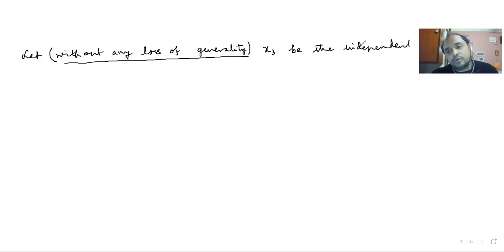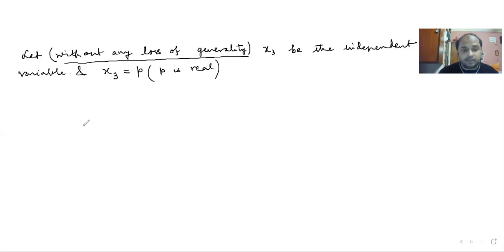If you don't want to go according to my choice, you can go with your own choice. Let x3 be the independent variable, and let x3 equal p, sorry, not k, p. p is real because we are choosing everything from the field F, as we already defined in the theorem. Now, therefore, the system can be written as follows. Time is running out, so I'm enabling the chat box so that you can put your attendance quickly.